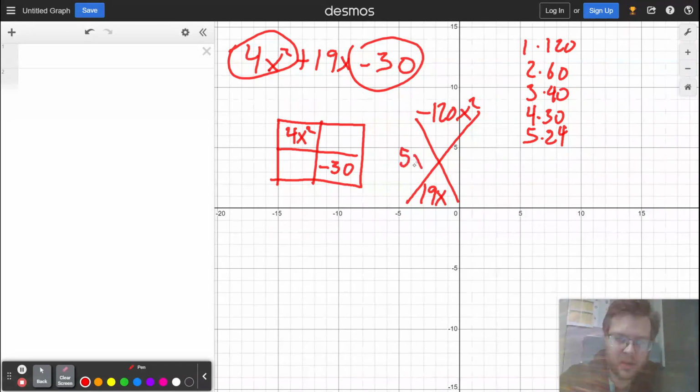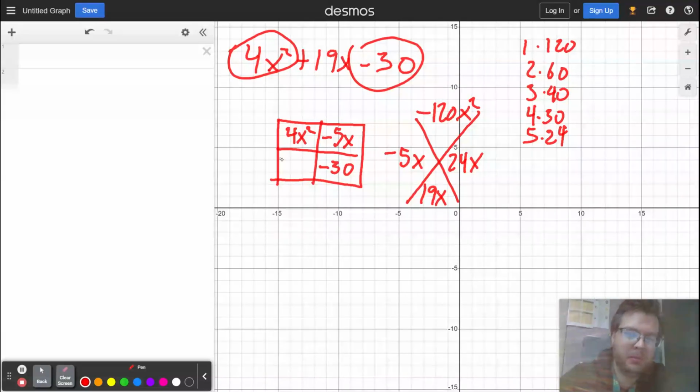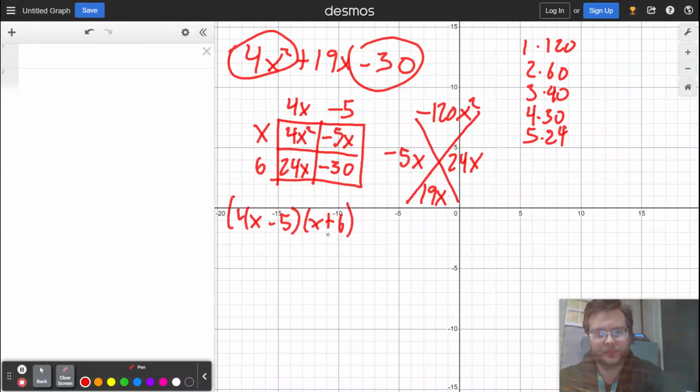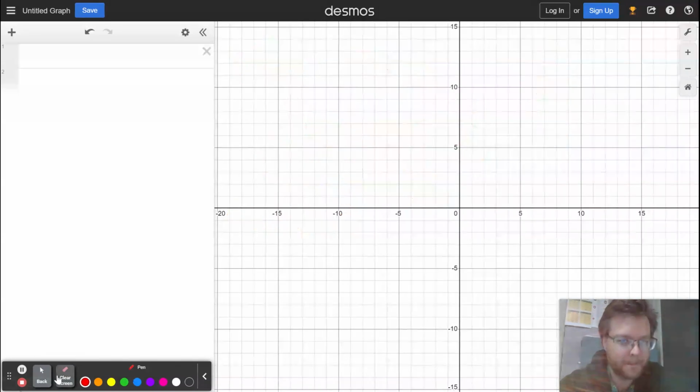So here we can have 5x, make that a negative, and here we can have 24x, make that a positive. Pop them in the box. And then you're thinking, what's in common with each of the columns and the rows? So that's got a 5 in common. This has a 4x in common. Top row has a 1x in common. Bottom row has a 6 in common. And so you factored it to be 4x minus 5 and x plus 6. Okay, just a couple more.